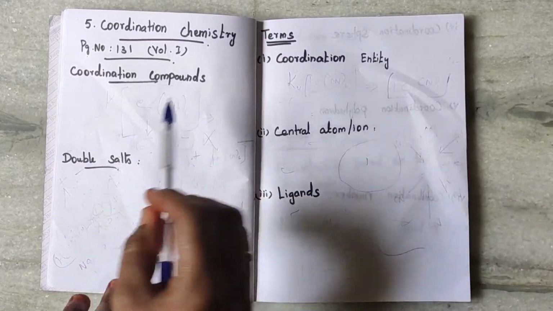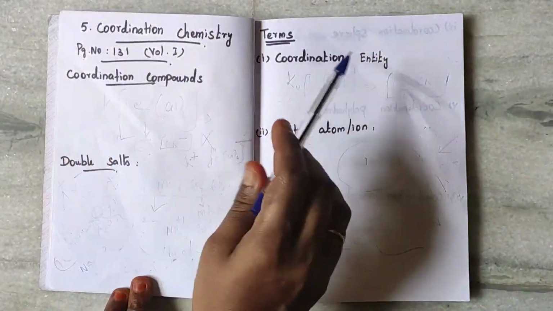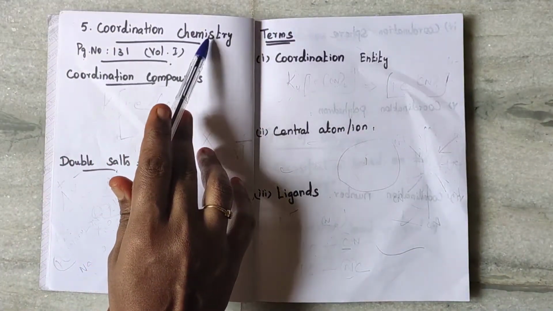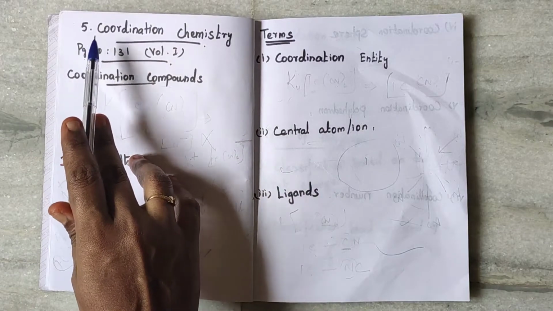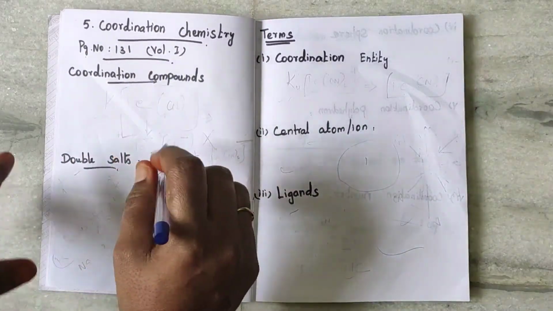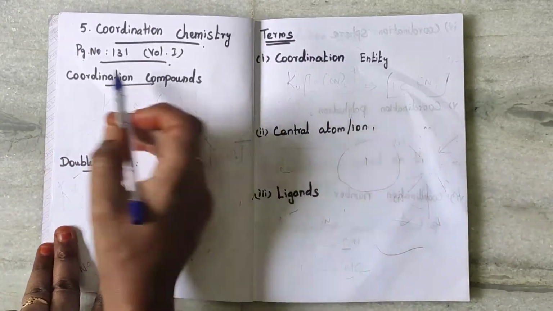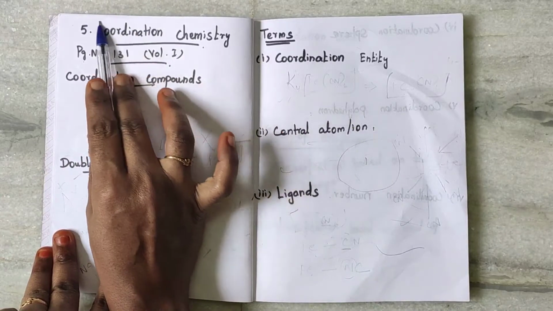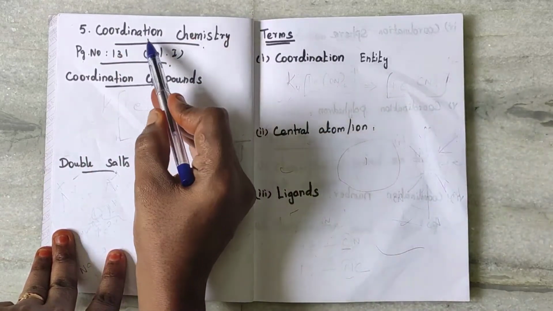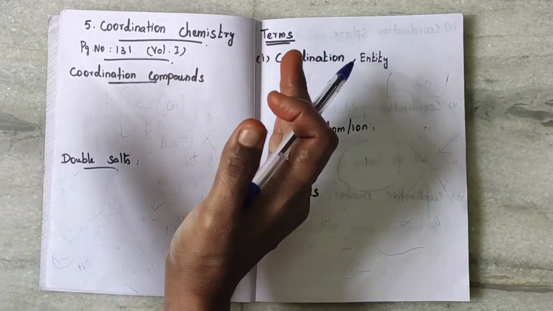Good evening, students. Now we are going to see about coordination chemistry. So, unit number 5. It contains volume 1, page number 131 to 167. What is the meaning of coordination chemistry? Coordination means to hold and to arrange.